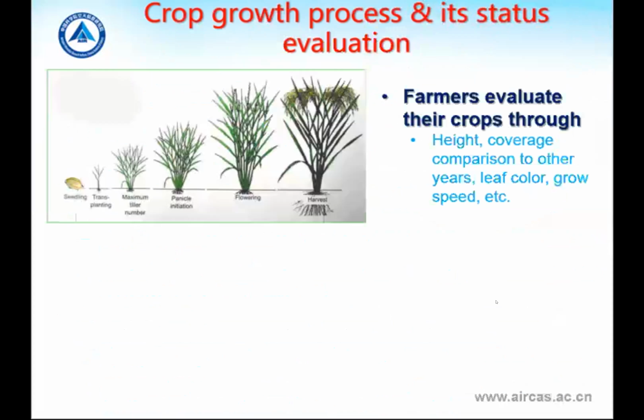Okay, as we mentioned above, farmers evaluate their crops through the height and canopy coverage that they see, compared with past years, and also they can see the leaf colors and the growth speeds. But all of these are mainly based on the farmer's own feelings.